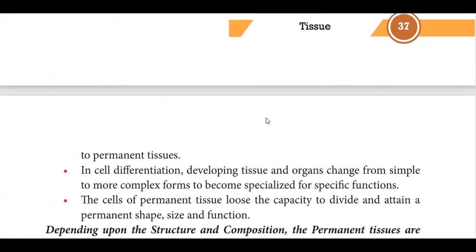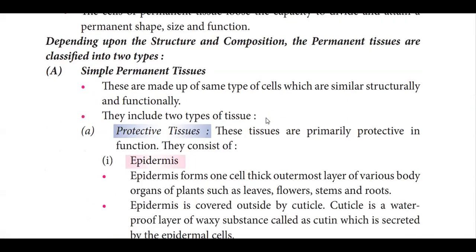permanent tissue के बारे में. The permanent tissue that we have also studied, that the permanent tissue is that tissue that stops dividing and starts performing simple, specific functions. Now there are two types of permanent tissue.